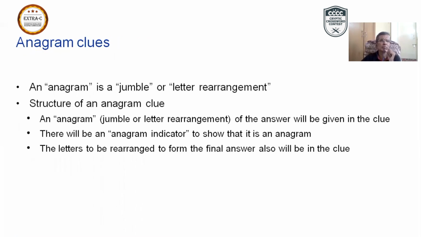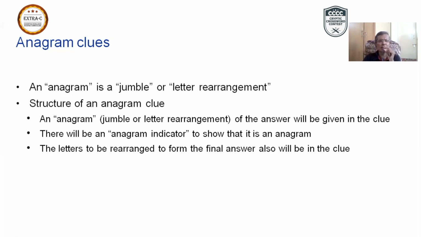So what's an anagram clue? An anagram is basically a jumble or a letter rearrangement. For example, if you take the letters of the word dog, D-O-G, you can rearrange them to form another word, G-O-D. Or if you take the letters of the word lame, L-A-M-E, you can rearrange them to form meal, M-E-A-L, right? So in an anagram clue, you will be actually given an anagram or a jumbled form of the final answer. There will also be another word called the anagram indicator, which shows that it's an anagram. Then the letters to be rearranged to form the final answer will also be given in the clue.